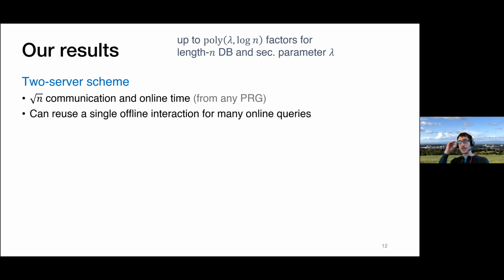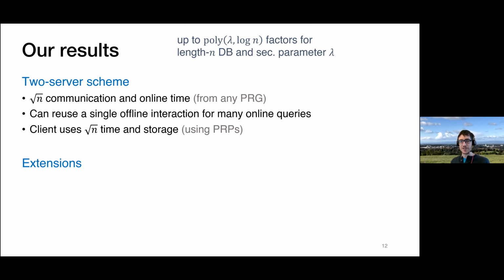And an extra property that our two-server scheme has is that we can actually reuse a single offline interaction to make any polynomial number of online queries. This means that this fairly expensive linear time offline phase can be amortized across many queries, and then you get even sublinear, or square root n, amortized total time per query. In this protocol, the client also uses square root n time and square root n bits of storage.